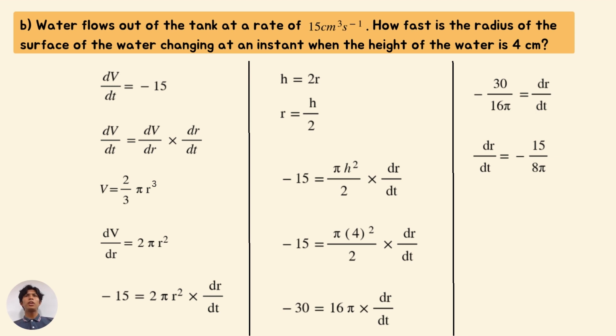We can simplify the negative 30 over 16 pi. So the final answer will become dr over dt equal to negative 15 over 8 pi.